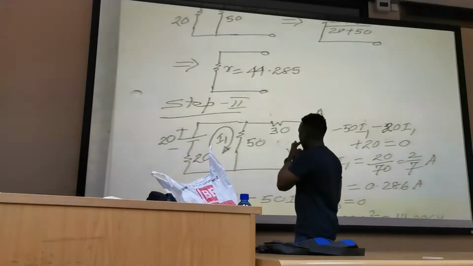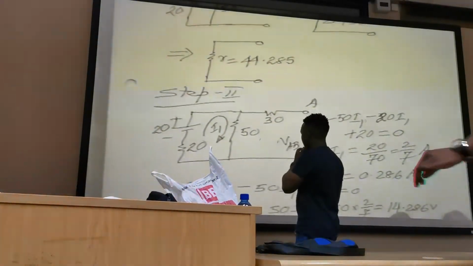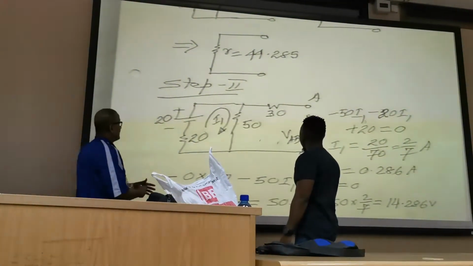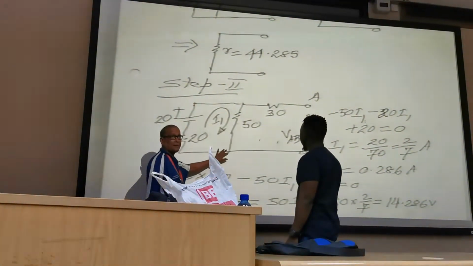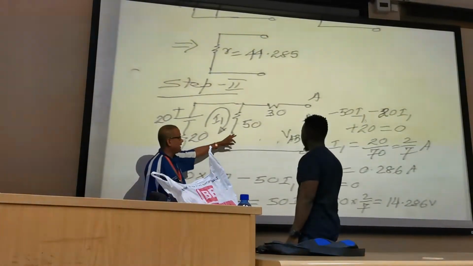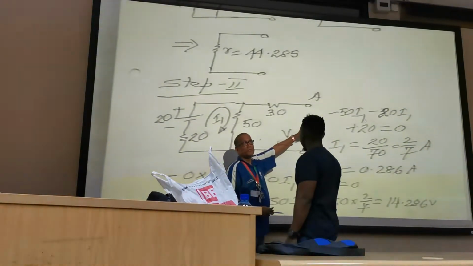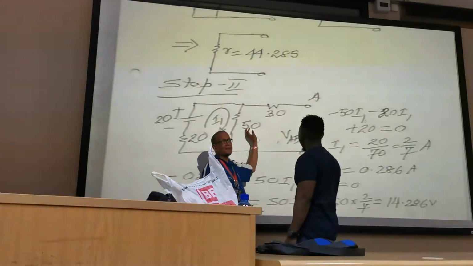He had a question that we took I1 here, right? There was a direction, and then we took some direction here. So the confusion is about this direction and this direction, right?